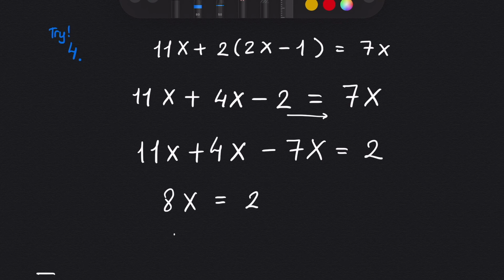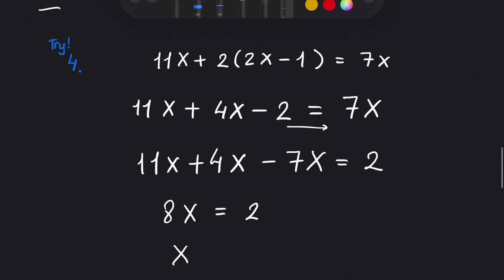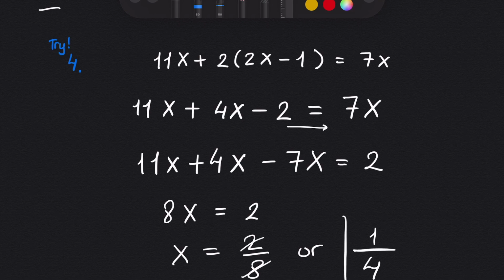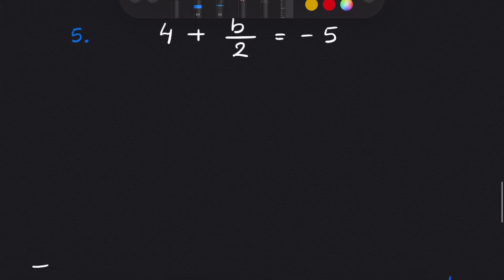So we're going to divide both sides by 8. We're going to end up with 2 over 8, or we can simplify this and get 1 over 4. And that's our answer. Remember, always simplify your answer. Most professors and teachers want that.